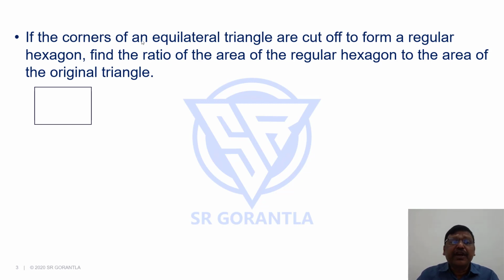If the corners of an equilateral triangle are cut off to form a regular hexagon, find the ratio of the area of regular hexagon to the area of the original triangle. Right. Let's draw the diagram.